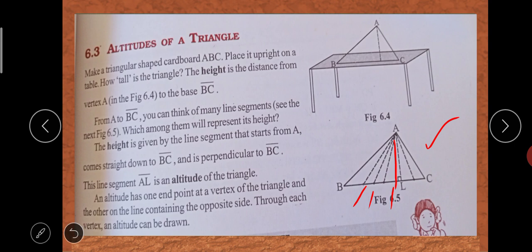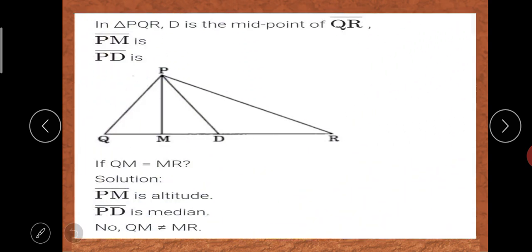So the line segment AL is an altitude of the triangle. An altitude has one end at a vertex of the triangle and the other on the line containing the opposite side. Through each vertex an altitude can be drawn. In this way we understand what the altitude of a triangle is. On the basis of these two concepts, we are going to solve our exercise 6.1.